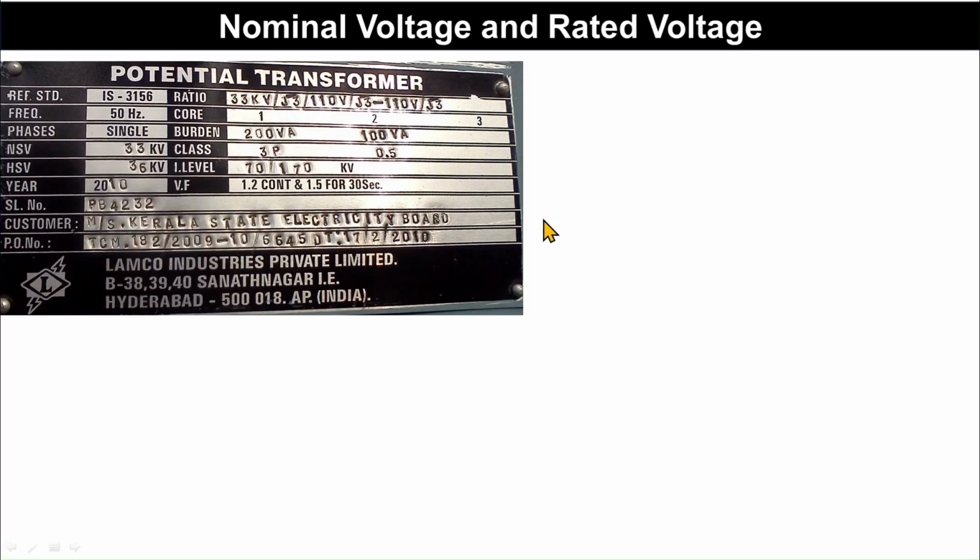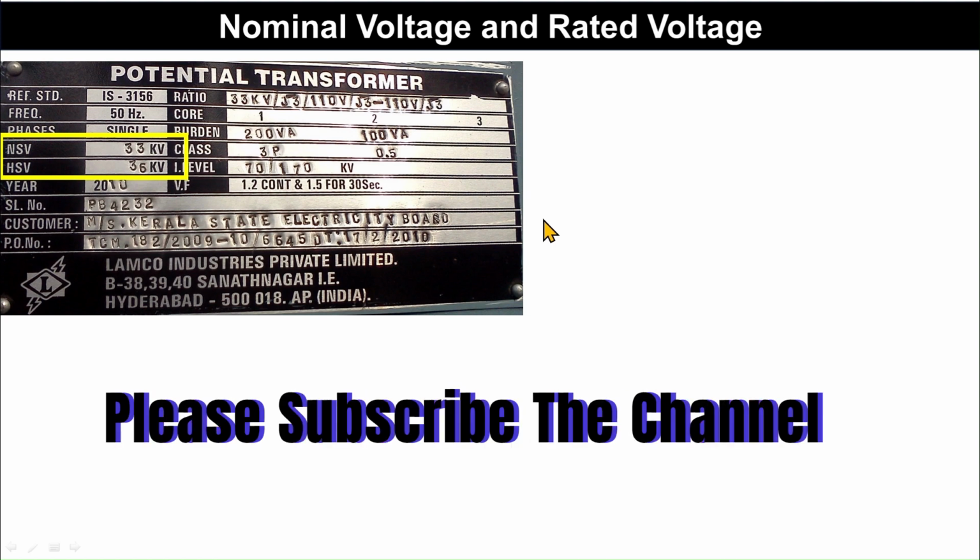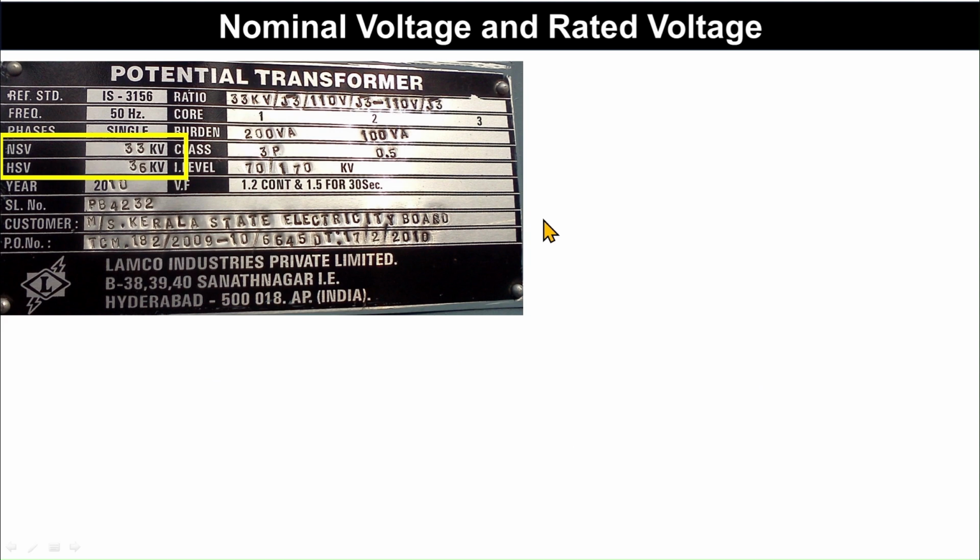This is the nameplate of potential transformer. You can see here that it has two voltage ratings. One is NSV and another is HSV. NSV means nominal system voltage, which is 33 kV, and HSV means highest system voltage, that is 36 kilovolt. HSV is also called the rated voltage.